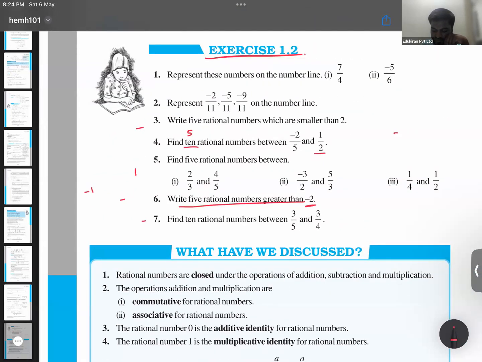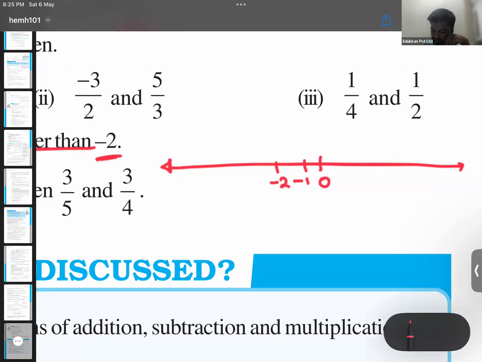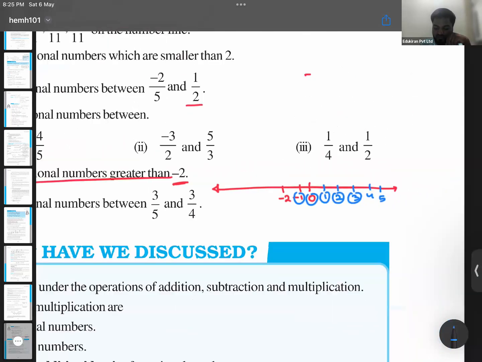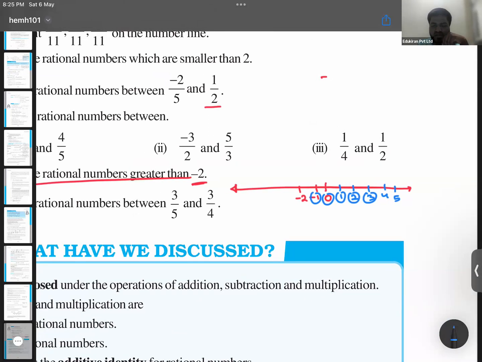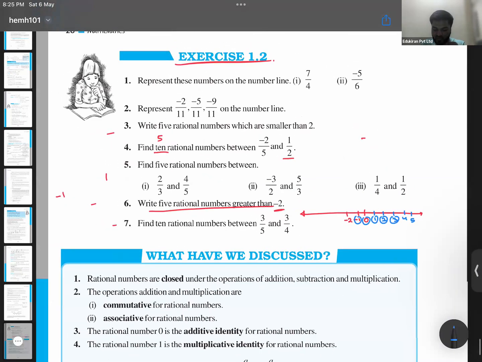Let's represent -2 on the number line. This is our number line, here is -2, then -1, 0, 1, 2 and 3. These are 5 values which are greater than -2. So you must have used the number line also to find rational numbers, right? Okay. So currently, which exercise is going on in your class?